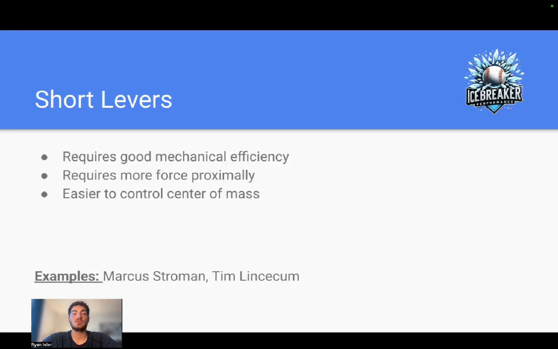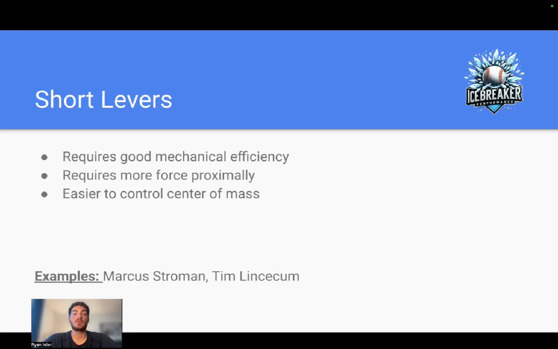So you need to produce more force proximally, which means close to the center of mass, right? You got to be able to rotate the hips really fast. You got to be able to get into good positions with your spine. You got to be able to rotate the torso very fast. And then that's going to move distally out to the ball. But for somebody with longer levers, they're going to be able to produce more force out on the ball because the lever is longer. So they need less force, where if you have short levers, you need more force at the proximal, close to your body, right?